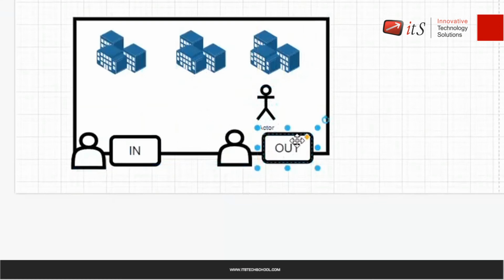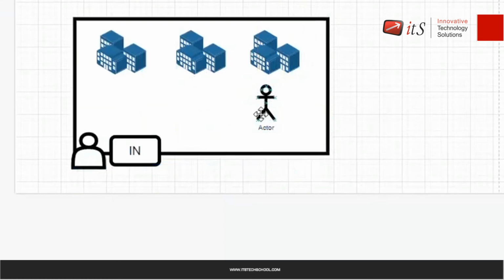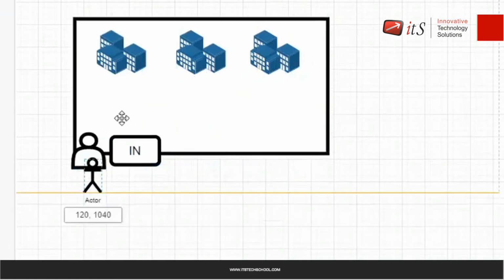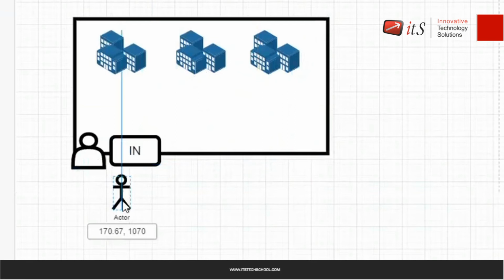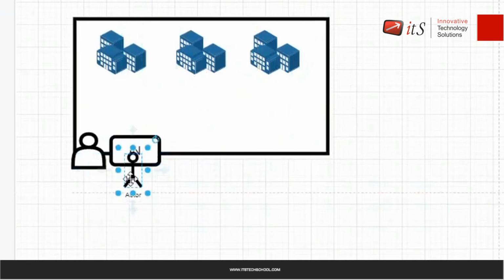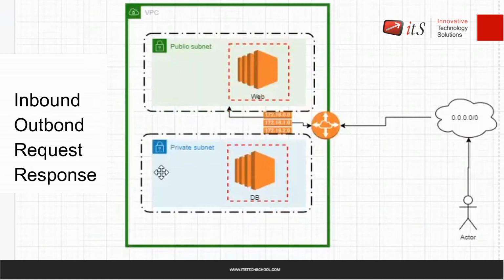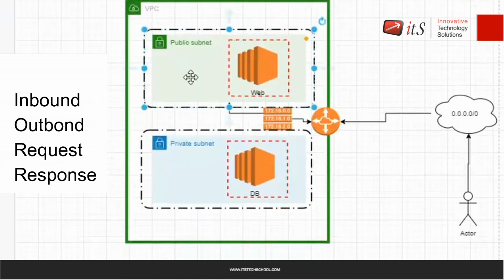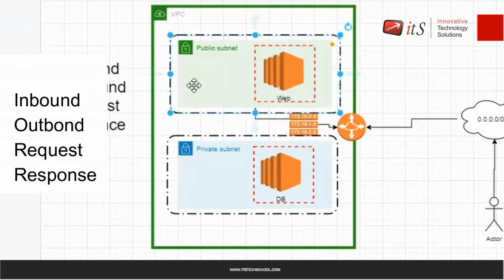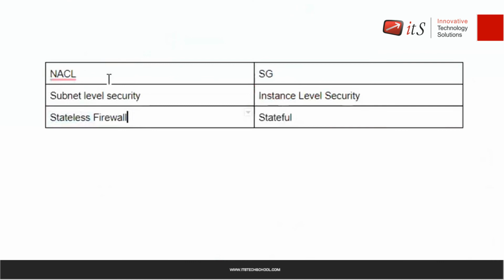And for a stateful firewall, you can just consider there is only one watchman who manages both inbound and outbound. So it will not check the responses, it will just check the request, right? The same kind of thing over here. So NACL is a stateless firewall and a security group is a stateful firewall. So NACL is stateless and security group is stateful.